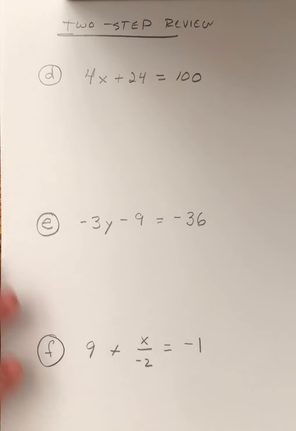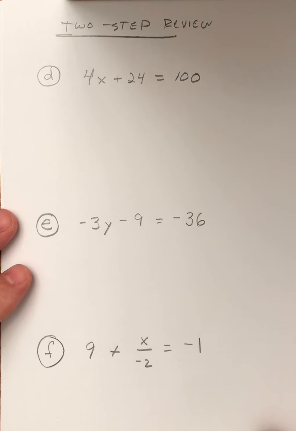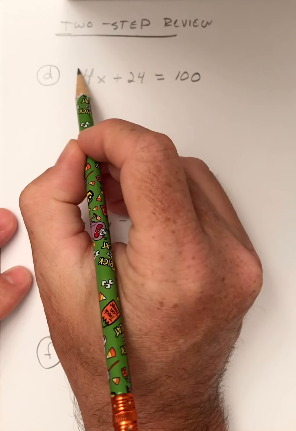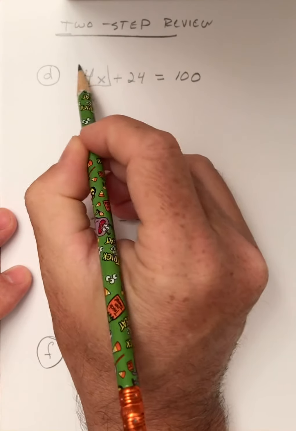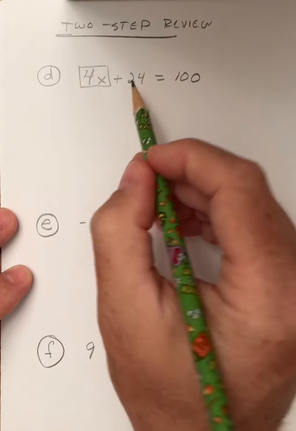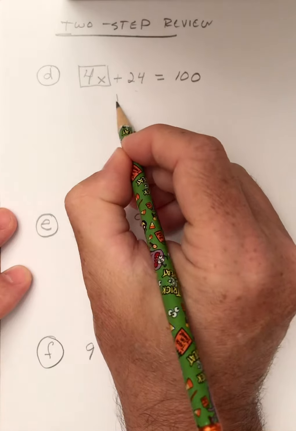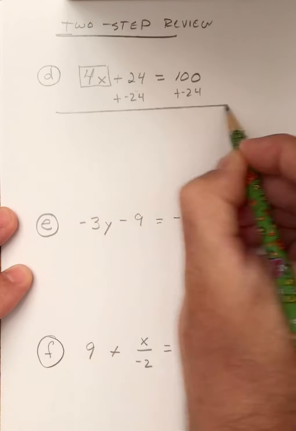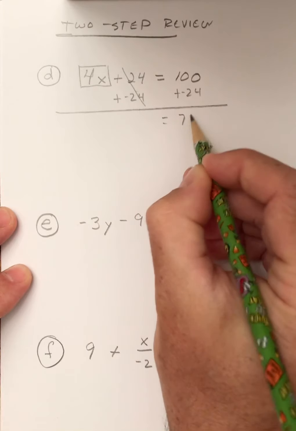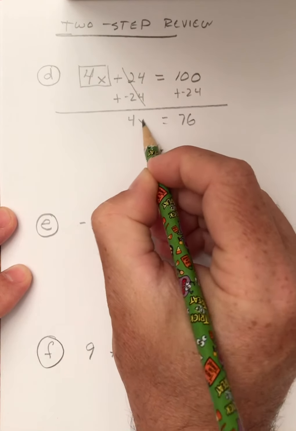All right, let's do some two-step real quick. Now again, in my class, what we did was first we isolate the term with the variable. So we're going to get that alone first. That means I have to get rid of the adding 24. So I'm going to add negative 24 to both sides. These cancel. I get 76 equals 4x.